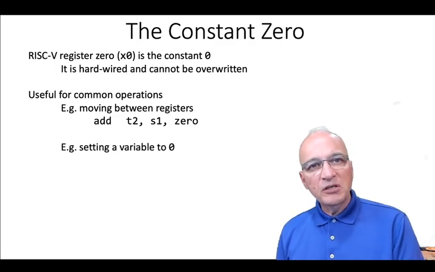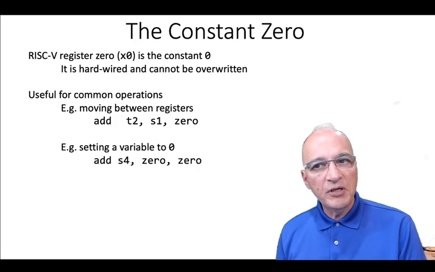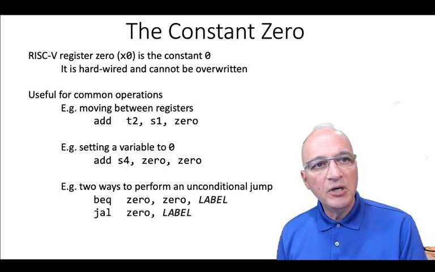You can use the register 0 also to set a variable to 0. For example, by adding 0 to 0, you end up writing 0 in the register s4. And you can use this also to do an unconditional jump. There are two ways that you can do the unconditional jump. You can use the register 0 in a branch equal instruction, where you test whether 0 is equal to 0. That will always be true, and that will be an unconditional branch instruction.